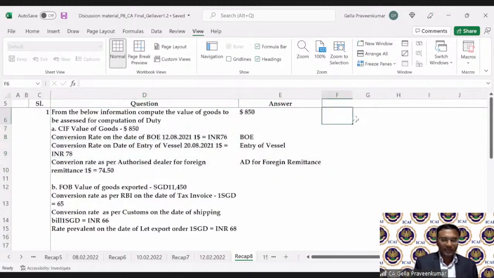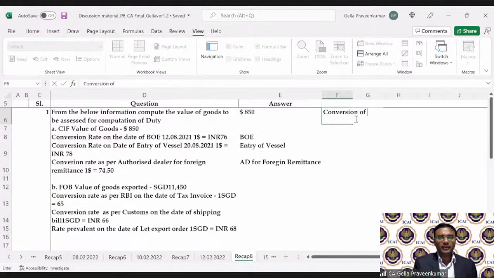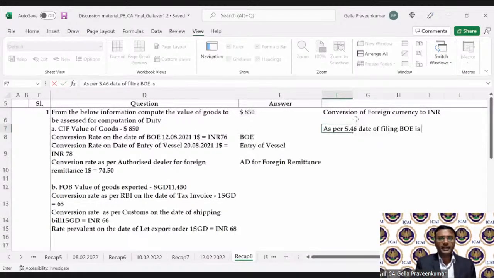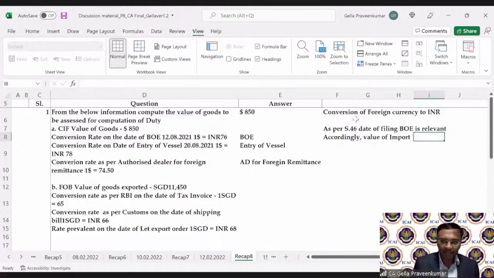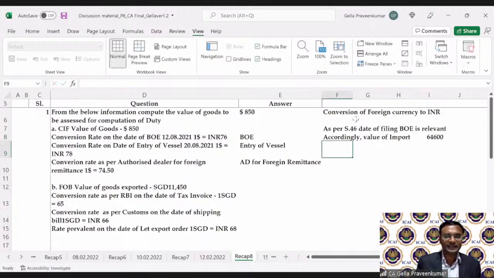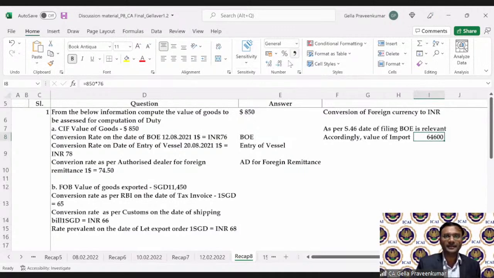So please remember, when I do the conversion of foreign currency to INR as per section 46, the date of filing bill of entry is relevant. Accordingly, my value of import shall be 850 into 76. This happens to be 64,600. So this is the value in my INR.